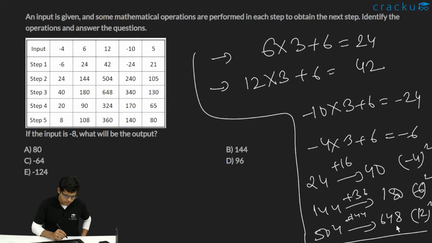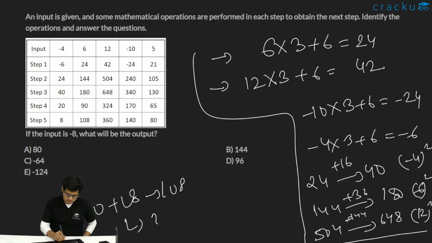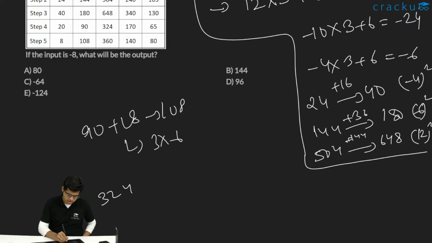And what is step 5? 20 minus 12 is 8. How do we get minus 12? 3 into -4. Okay. 90 plus 18 is 108. What is 18? 3 6s. 324 plus 36 is 360. What is 36? 12 3s.